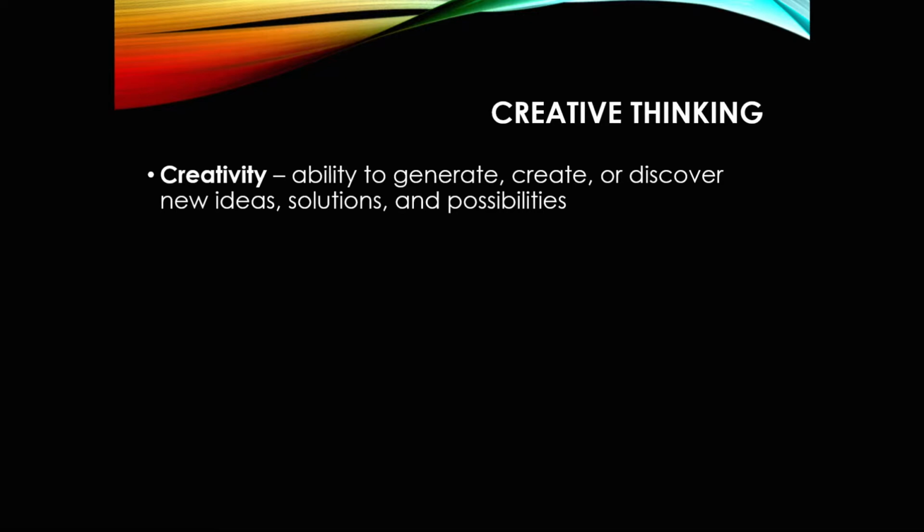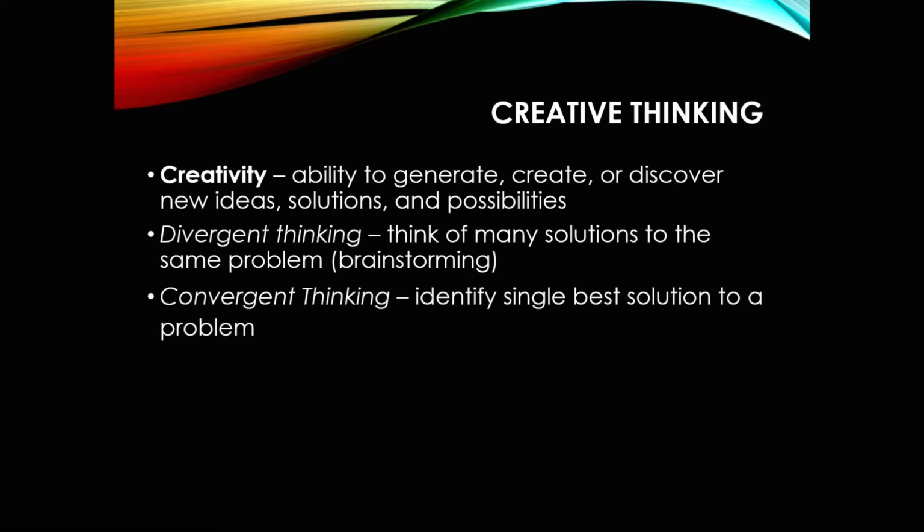We also tend to think of creative thinking, or we break it down, into a couple of different types of thinking. So, divergent thinking is the ability to think of many different solutions to the same problem. For example, if you're brainstorming, what are some different things we could do to solve this problem? That's divergent thinking, thinking of many solutions to a problem.